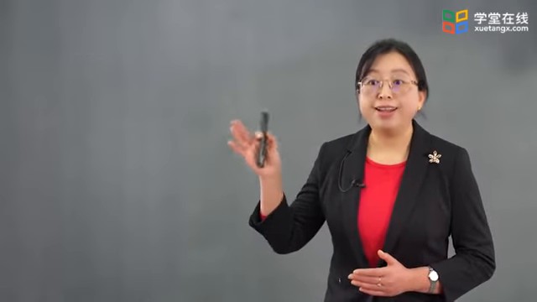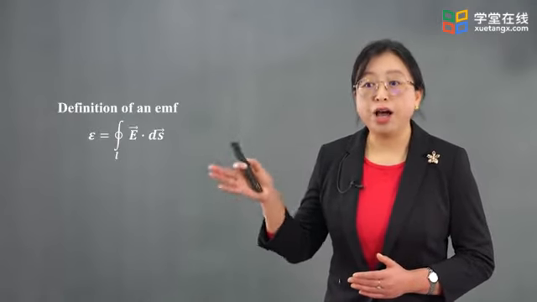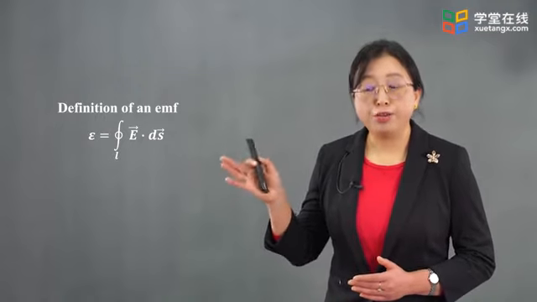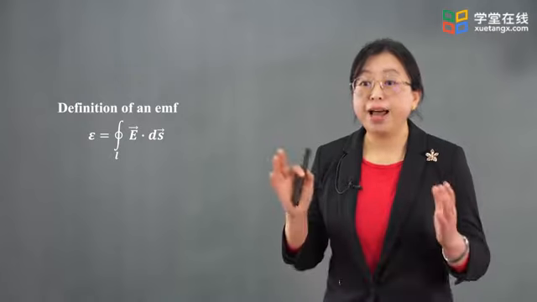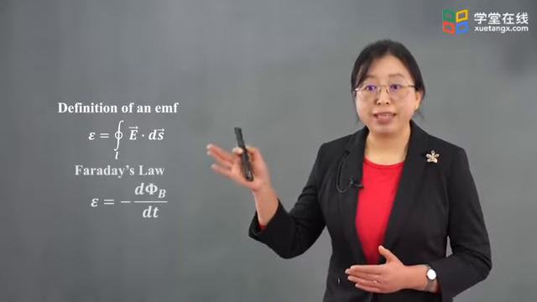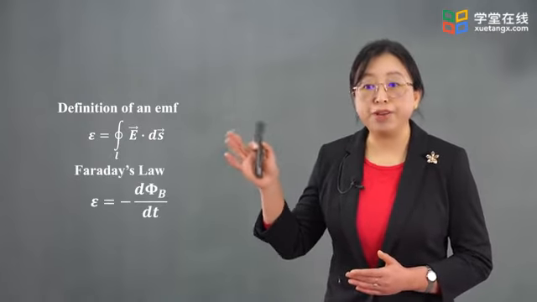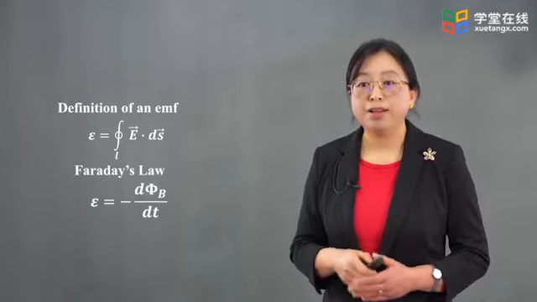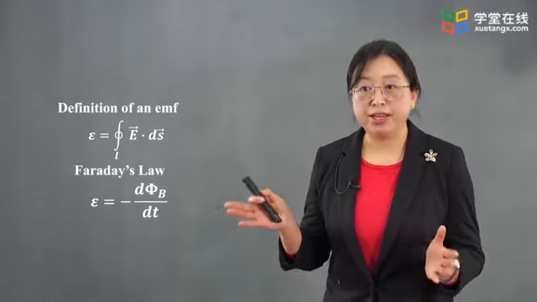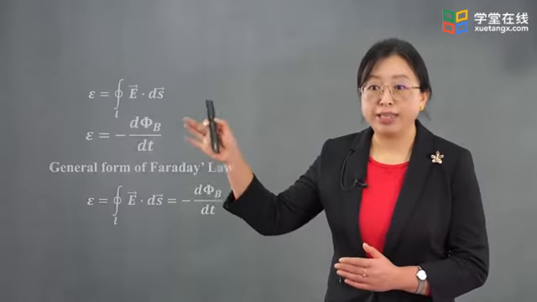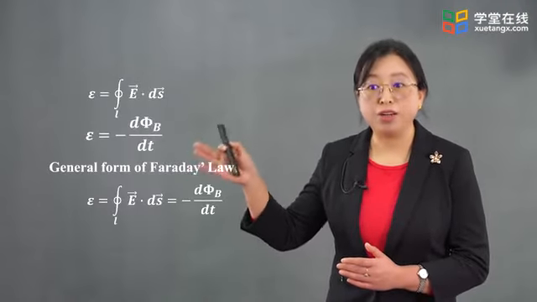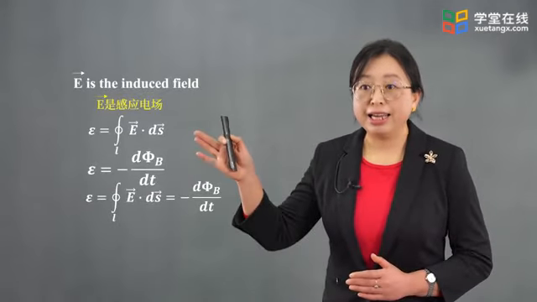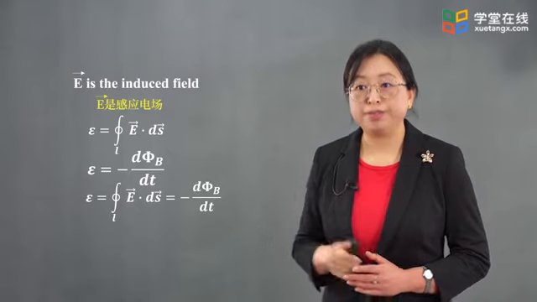Epsilon equals the line integral of a non-electrostatic field over the closed path. By applying Faraday's law, the induced EMF is the negative of the derivative of phi B with respect to time. Combining these two equations, we have this one, which is the general form of Faraday's law of induction. Please note, here E is the induced field.